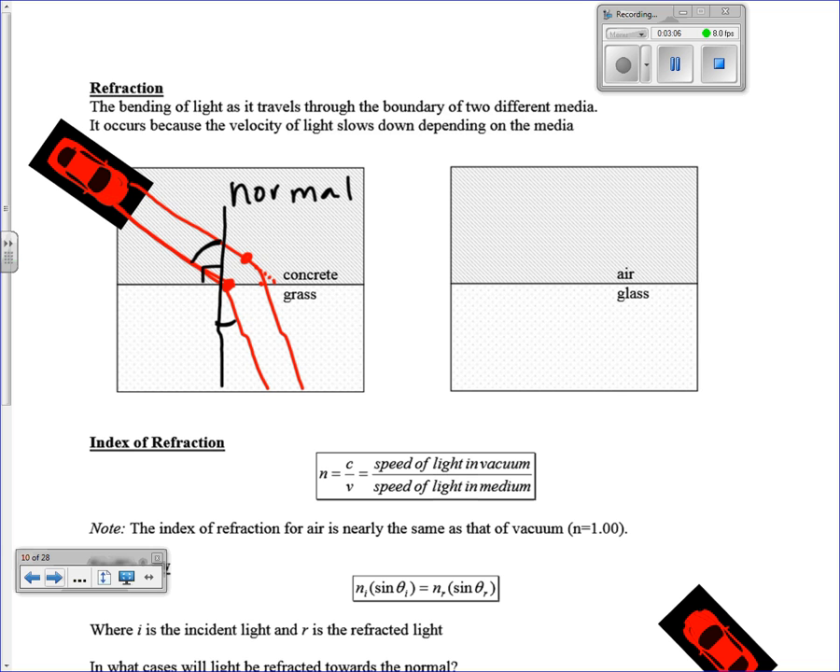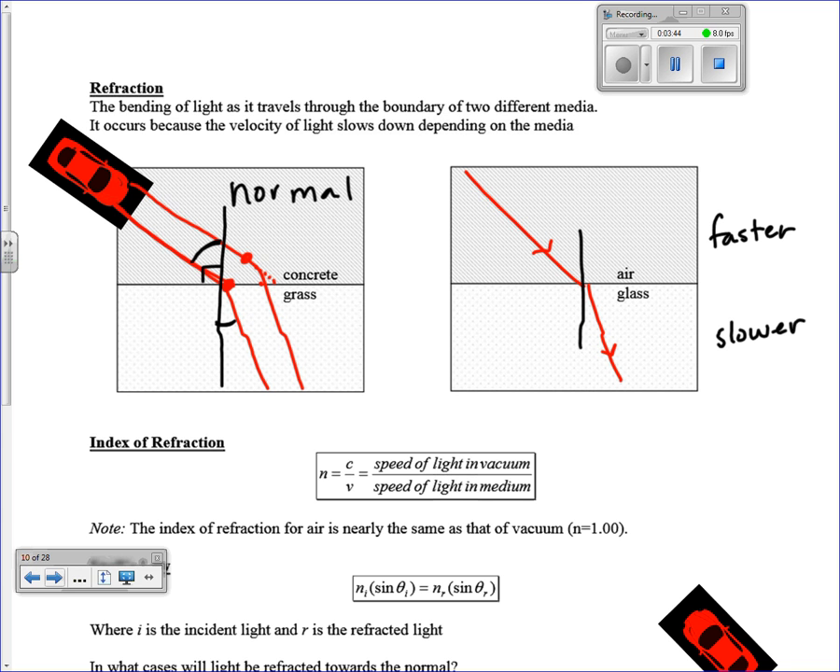And this is what happens when light travels from air, where it travels relatively quickly, to glass. So if we have a ray of light traveling in air and it hits glass, the light is going to slow down. The light's going faster here. It's going slower here. And when that light slows down due to hitting the glass, it's going to bend toward our normal line.